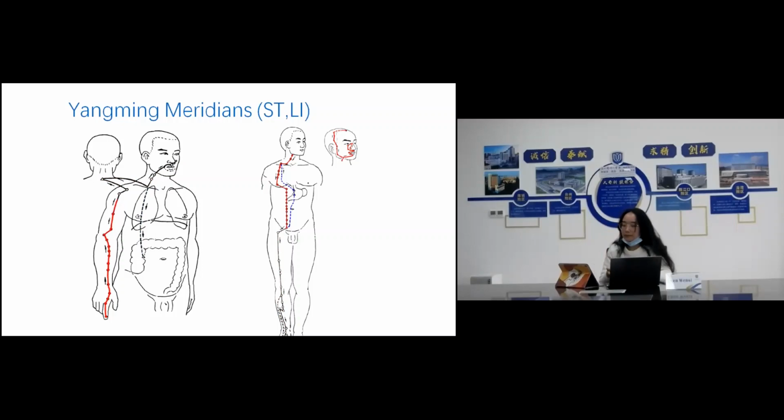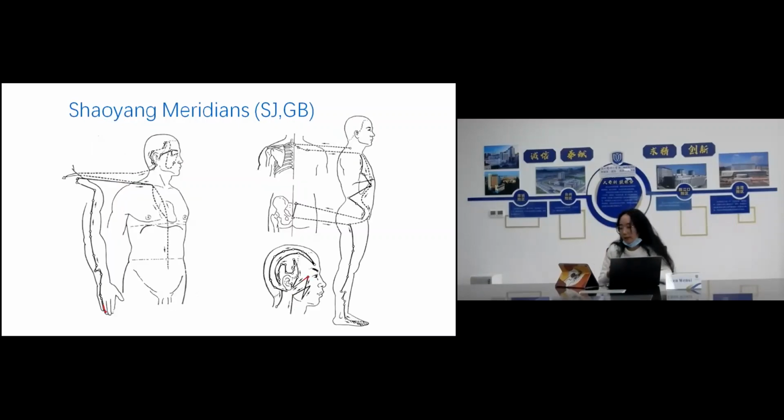And for the Shaoyang meridian, you can see the hand Shaoyang, Sanjiao, or we say the triple energizer meridian, goes on the lateral, external, and middle side of the upper limbs, and it goes to the shoulder, then ends on the lateral, or we say the temporal, side of the head. And for the foot Shaoyang, the gallbladder meridian also starts from the toe and then goes on the lateral side of the lower limbs, and it goes to the lateral side of the trunk, and then ends also on the temporal side of the head.